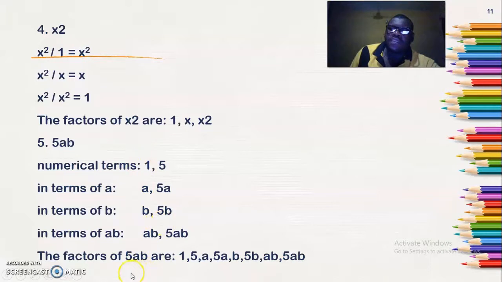So therefore, the factors of 5ab are 1, 5, a, 5a, b, 5b, ab, and 5ab. So these are the factors of 5ab. So that's it.